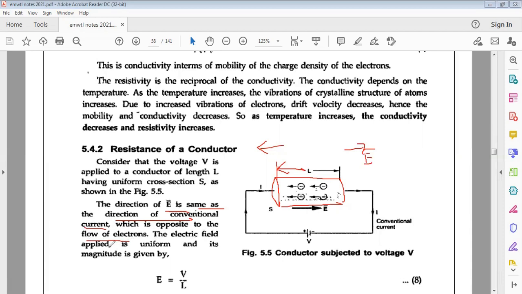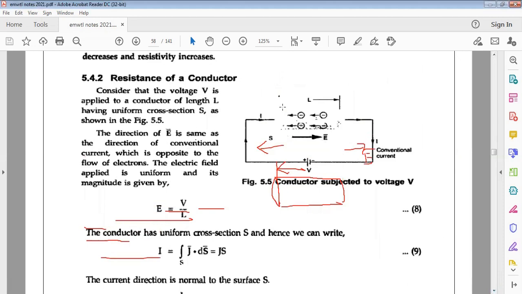The electric field applied is uniform, and its magnitude is given by E equal to the applied voltage divided by the length of the conductor. So E is equal to V by L.